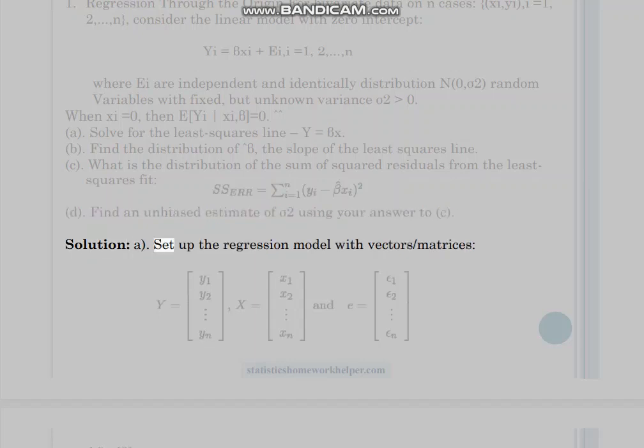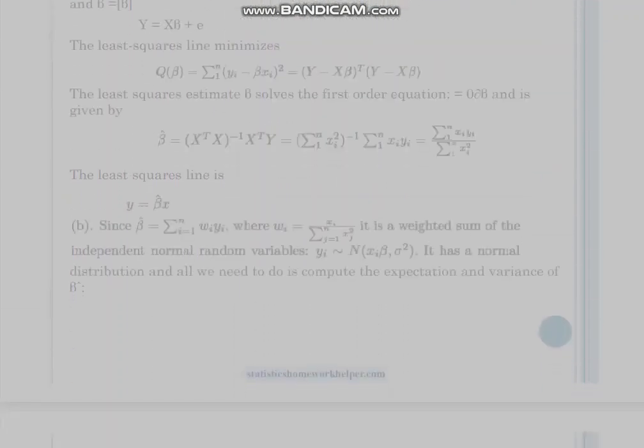Solution. A. Set up the regression model with vectors and matrices: y equals x beta plus e. The least squares estimate beta hat minimizes the sum of squares and solves the first order equation, the derivative with respect to beta equals 0, and the least squares line is given by the fitted values. B. Beta hat has a normal distribution, and all we need to do is compute the expectation and variance of beta hat.